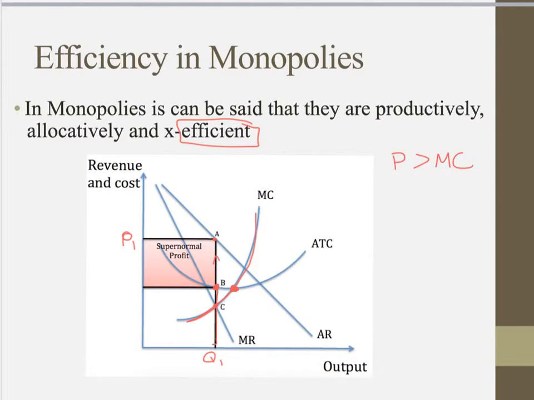They also can be said to be X inefficient. Now the reason they can be X inefficient is because there's a lack of competitive pressure within the market. So they have very little incentive to work at their maximum efficiency. So they don't drive costs down, and they don't produce on their average total cost curve. They actually produce above it at some point, probably around here. So they'd be X inefficient at this point.